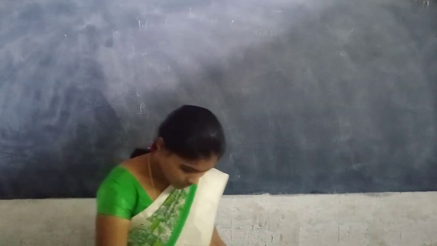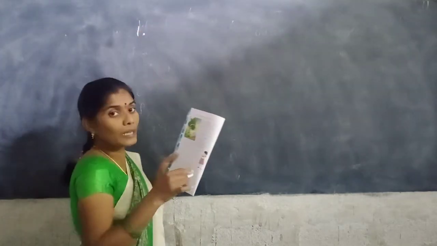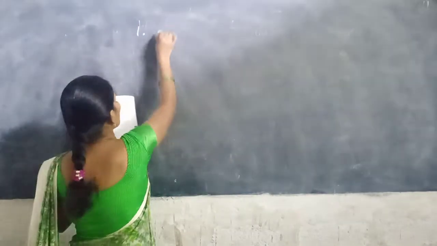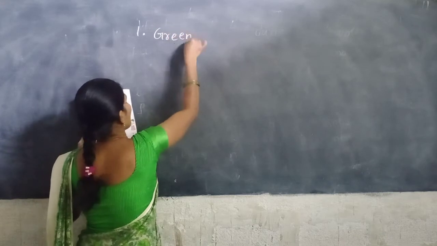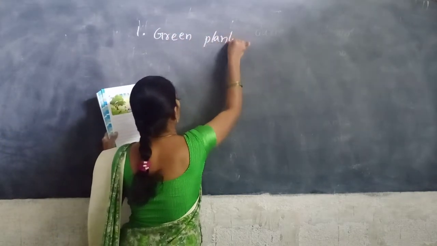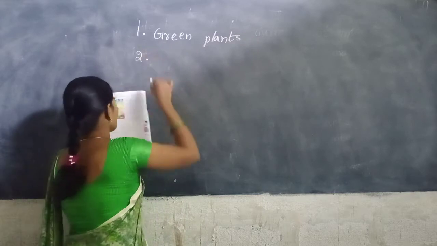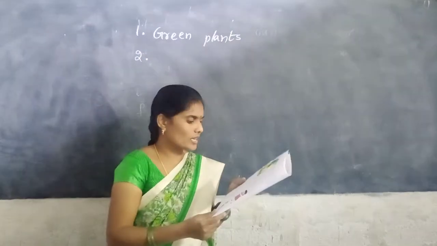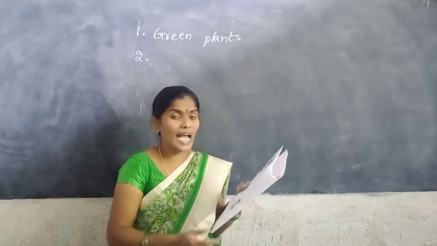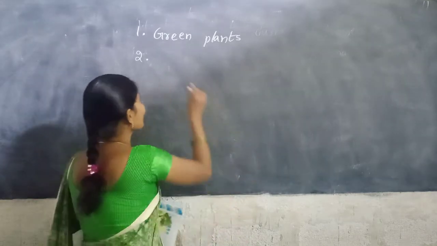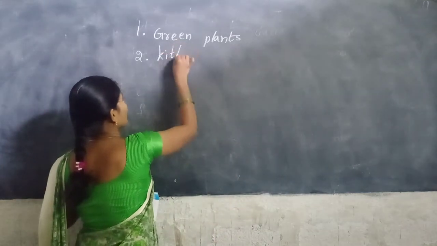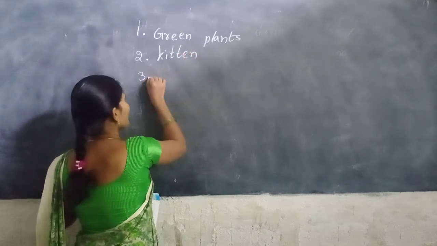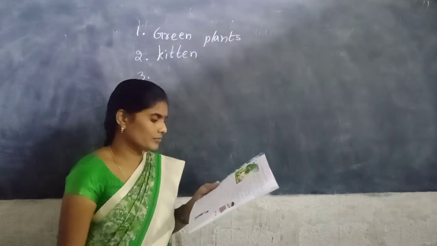Next, fill in the blanks. Dash are the natural food factories. Natural food factories means they make the food by themselves. Green plants. Baby cat is called dash. Baby cat is called kitten.